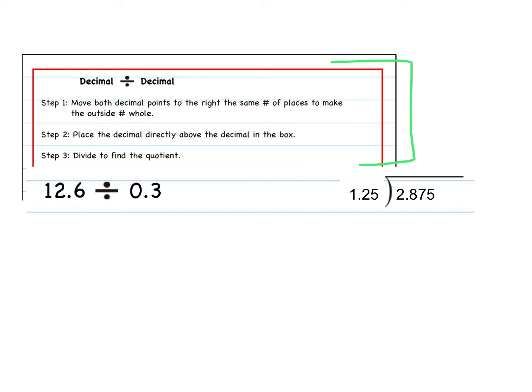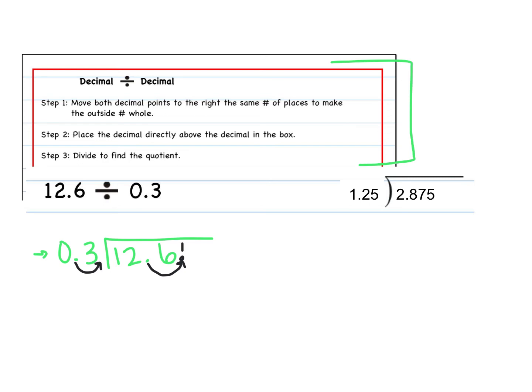So again, make your division bracket. First number goes inside, 12 and 6/10, and the 3/10 goes on the outside. So this outside number here, we need it to be a whole number, so we need to get rid of that decimal point. In order to do that, we are going to move the decimal 1 spot to the right. Now, whatever we do on the outside, we also have to do it on the inside number as well in order to keep our problem balanced. So since I moved 1 spot on the 3/10, I'm going to move 1 spot here. So my decimal is now here at the end of the number.